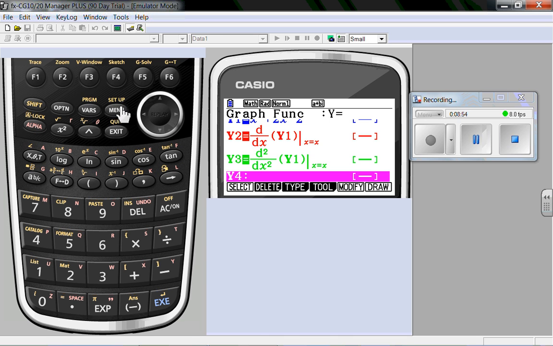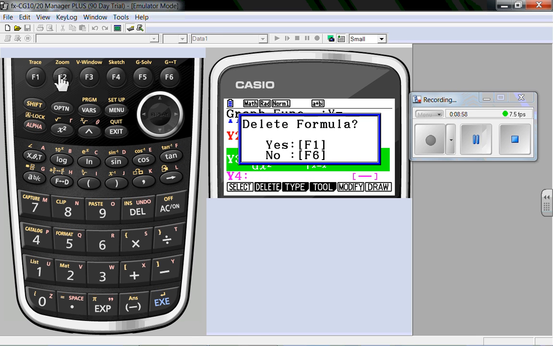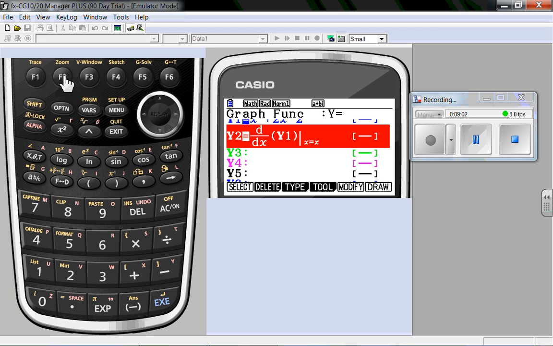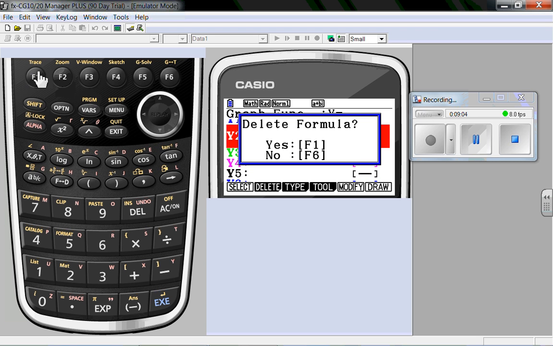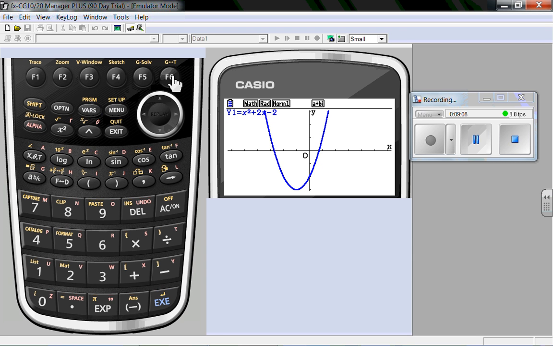Alright, so let me go back here. I'm going to delete a couple of these things and I'm going to do some integrals. Because this calculator does integrals like nothing I've ever seen before. It's a single button pushing. So this is going to be a G-solve, which is an F5 key. I don't want to do the roots. I did that earlier in an earlier video. I want to do some integrals, which is a sub-menu.